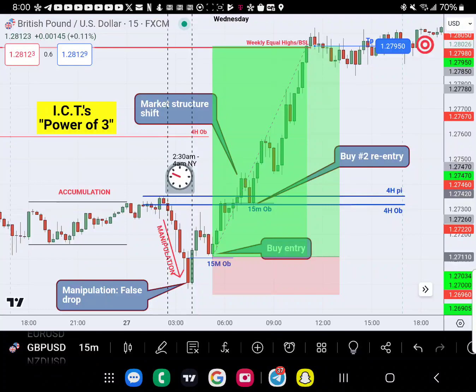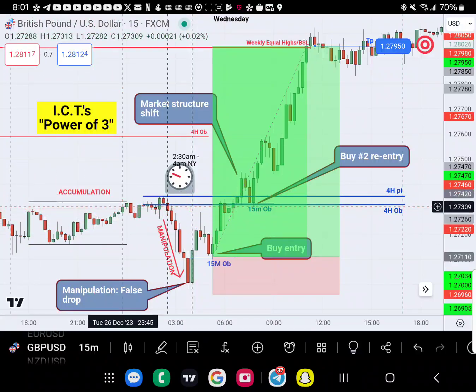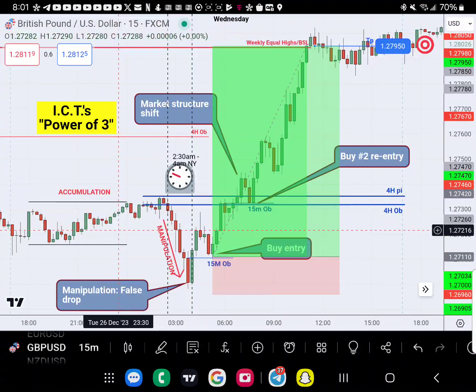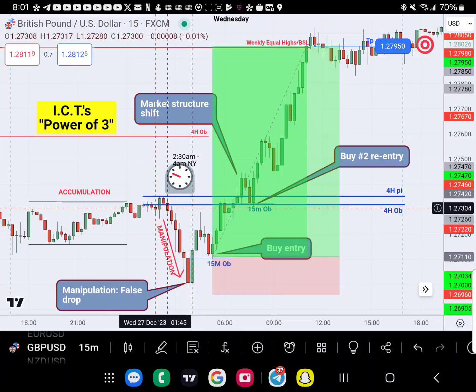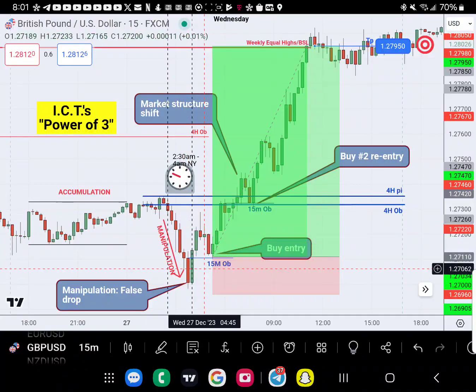Okay, so the first thing we need to look at is phase one of the Power of Three, which is accumulation. Accumulation, as you can see, forms during the Asian session. We have this tight range, price stays within the range the entire Asian session as orders are collected on the buy side and on the sell side. So as pre-London comes around, price peeps above the Asian range slightly, and then manipulation begins. We begin to see a pretty strong bearish move to the downside, right?